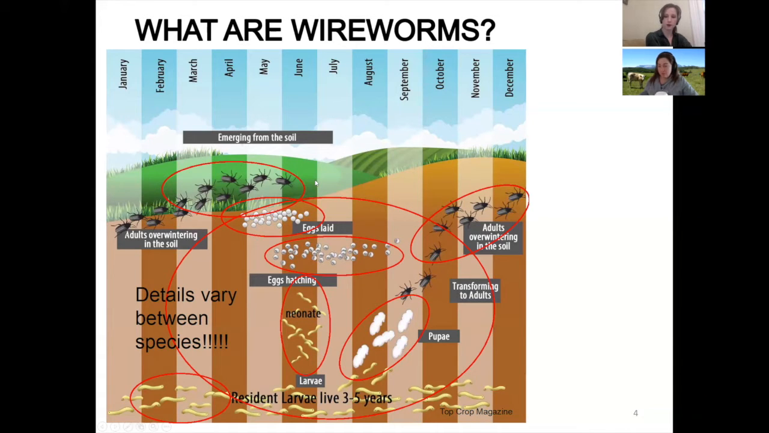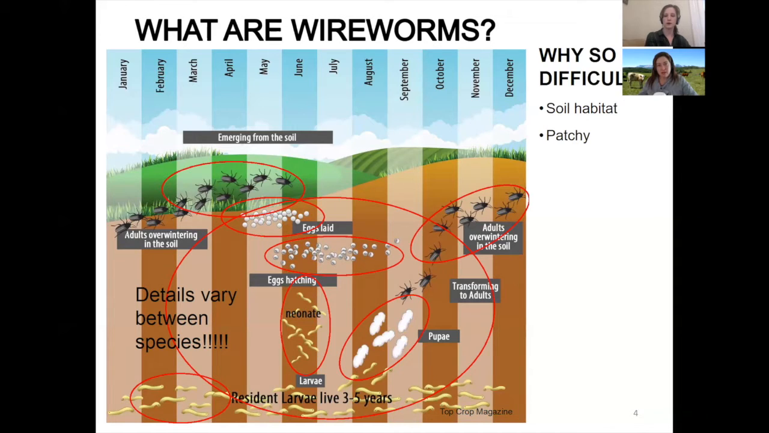So why are they so difficult? First of all, dealing with anything in the soil, as you know as potato growers, you can't see through soil, and it's heavy. Things can move in it. It's just difficult to sample things in the soil. Wireworms can also be patchy.